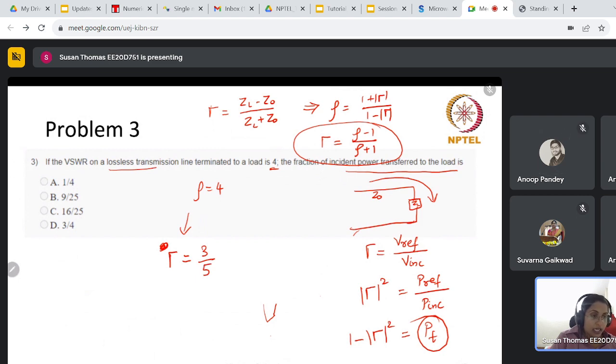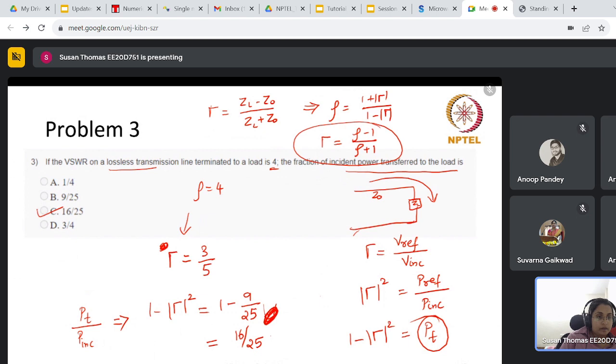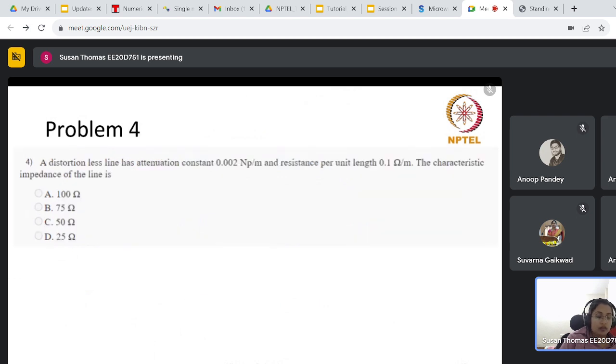So gamma square will be 9 by 25. So 1 minus gamma square, that is the fraction of incident power transmitted, the transmitted power to the incident power. So that is 1 minus 9 by 25, which is 16 by 25. Hope this question is clear. Okay, so moving on to the next question.